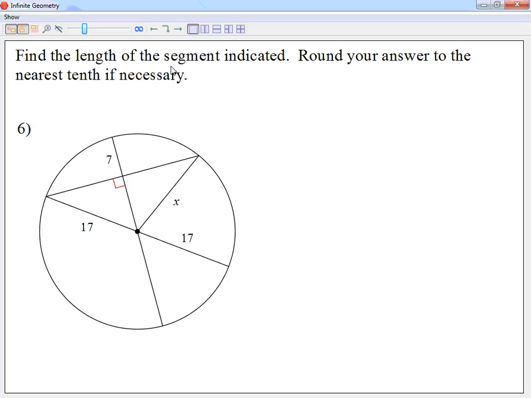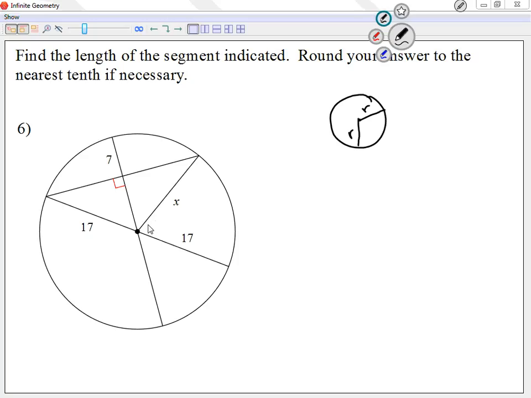Just let me skip to number 6. On a circle, if I found a radius, remember a radius is from the center to the edge of the circle. So if I find a radius and then I find another radius from the same circle, the two measure the same thing. A radius of a circle is equal to another radius of the same circle.